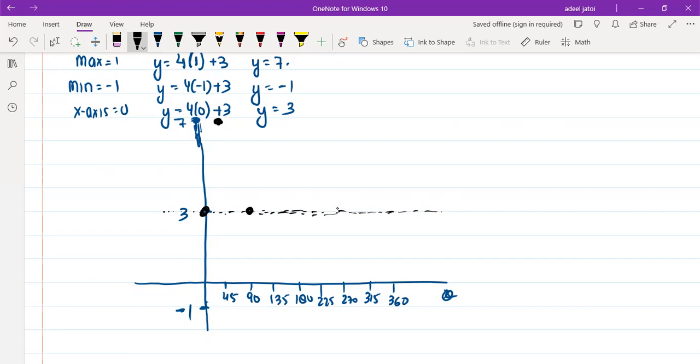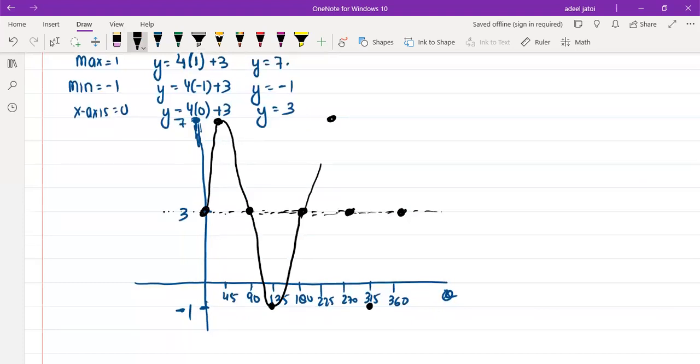Similarly, at 135, we will have minus 1. And at 180, we will have 0 again. On 225, it will again be what? Maximum. At 270, we will have the new x-axis. At 315, we will have the minimum value, that is minus 1. And at 360, we will have the new x-axis again. So my graph will start from 0, go upward, cut the 7, go down, cut the minus 1. This is your first cycle.